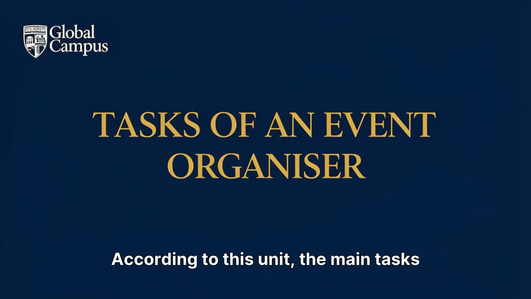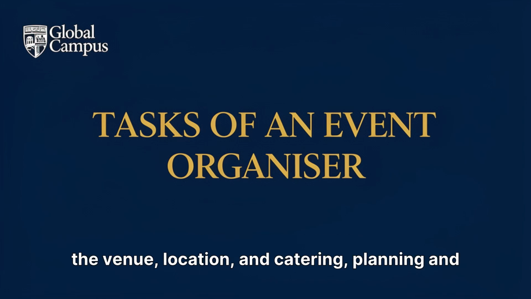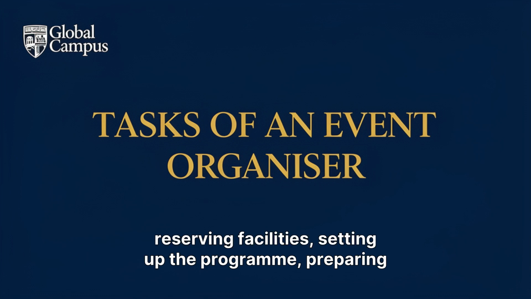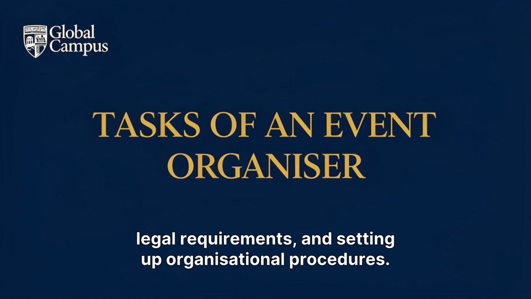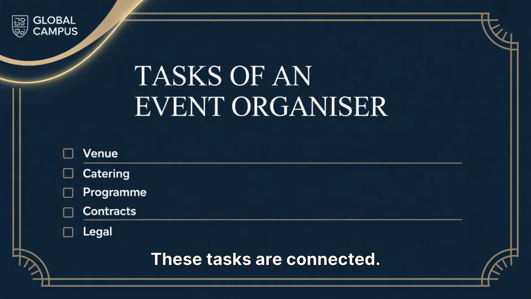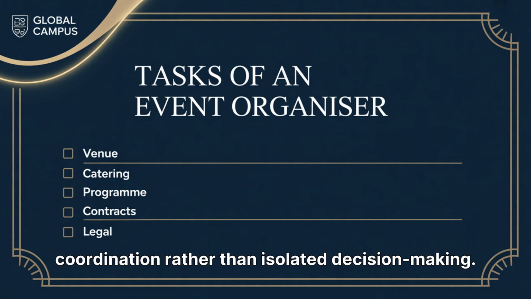According to this unit, the main tasks completed by an event organizer include organizing the venue, location, and catering, planning and reserving facilities, setting up the program, preparing and distributing documents and contracts, investigating current legal requirements, and setting up organizational procedures. These tasks are connected. If one area is weak, the rest of the event may be affected. That is why event organization requires careful coordination rather than isolated decision-making.